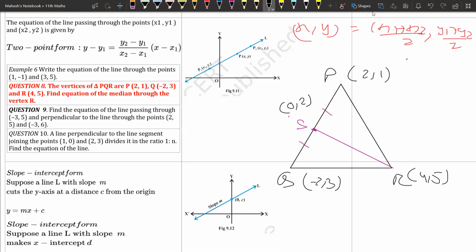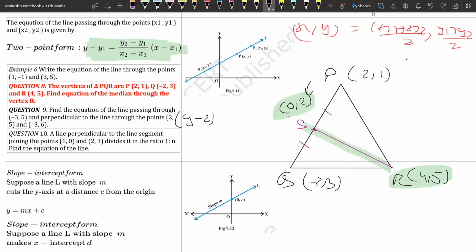Now, what next? We have to find the equation of this line. As I've already discussed, we have to obtain the equation of this line. And here we are going to use this two-point form. That means since we know two points, one is this, and another is this, we can obtain the equation of a line. Now I'm replacing these with the formula. This is y minus y naught, say this is y naught.